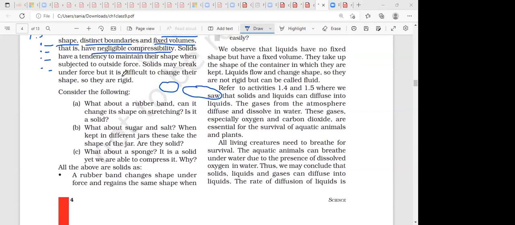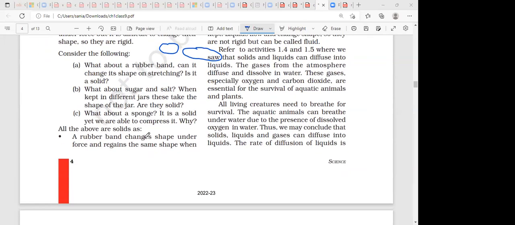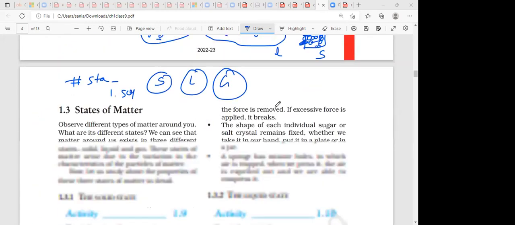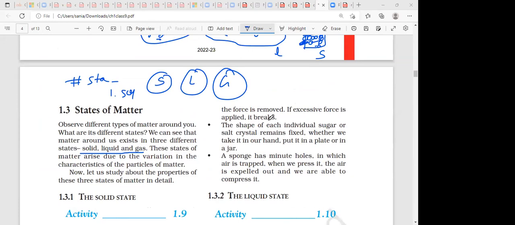Now basically, what is happening? Consider the following: can a rubber band change its shape on stretching? Is it a solid? Yes, a rubber band is a solid. So a rubber band changes shape under force and regains the same shape when the force is removed. If excessive force is applied, it breaks.